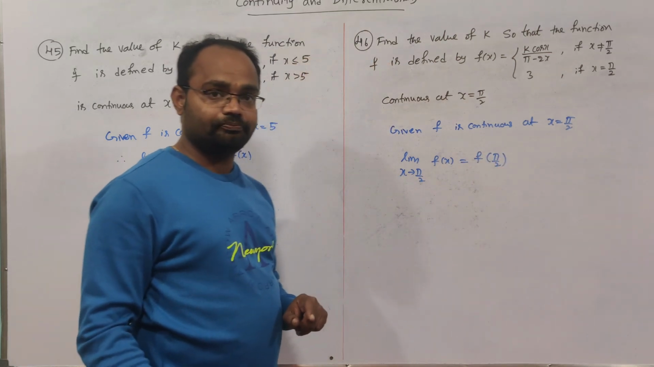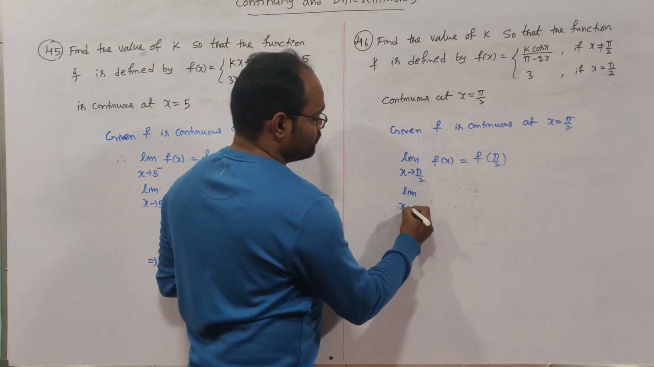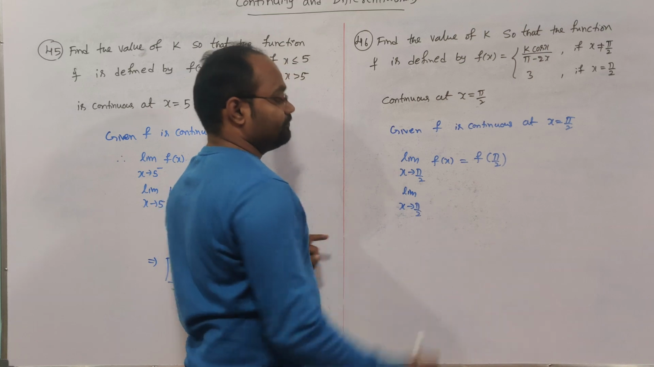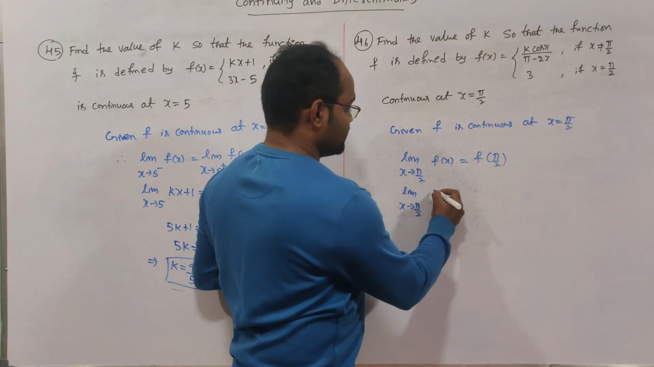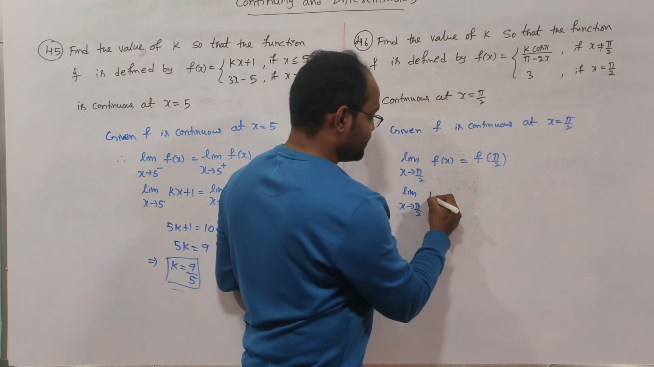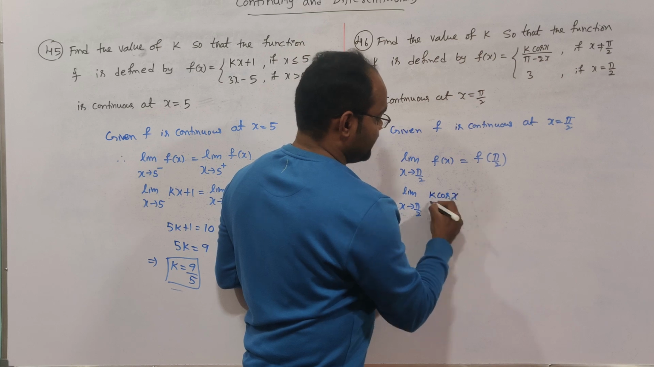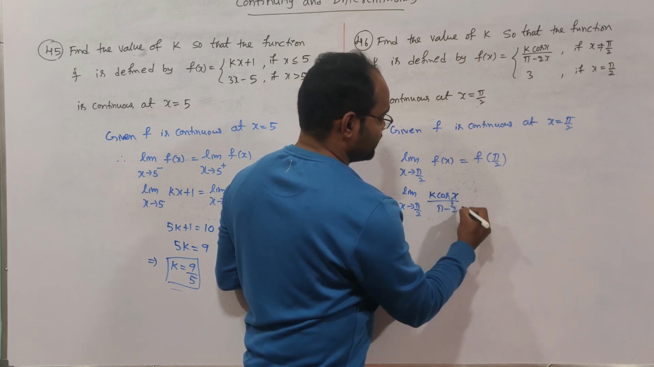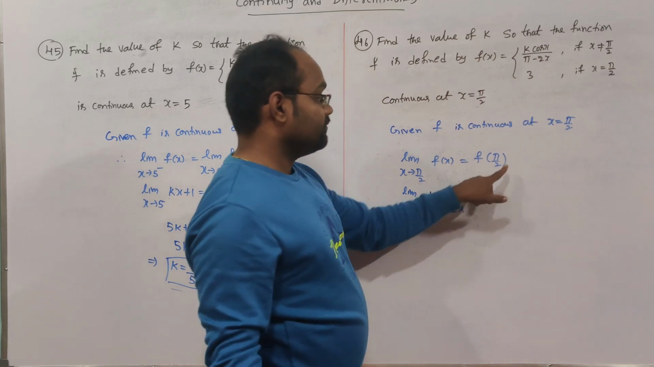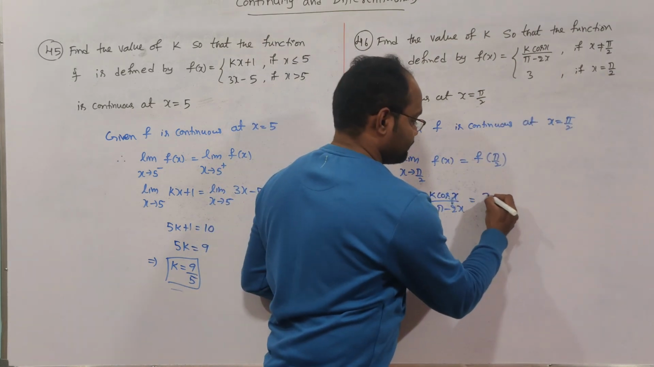This is the conclusion. Now limit as x tending to pi by 2 of k cos x by pi minus 2x, where x is not equal to pi by 2, is k cos x by pi minus 2x. When x is equal to pi by 2, the functional value is 3.